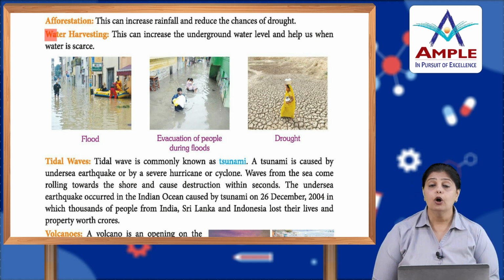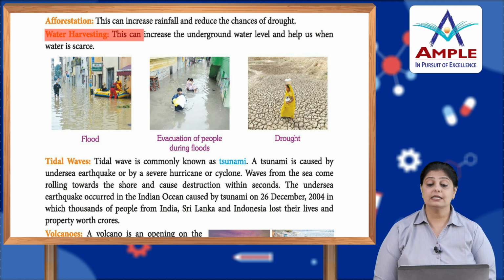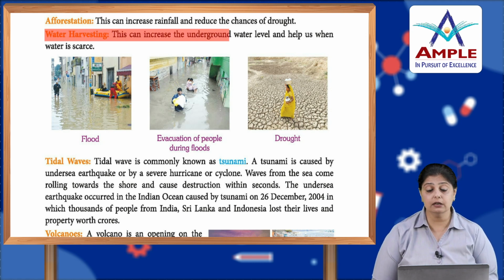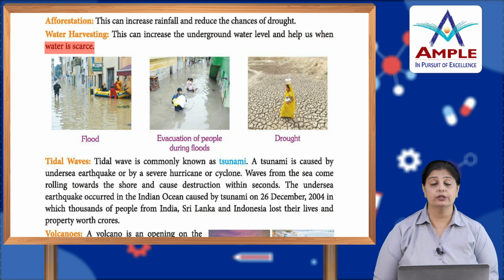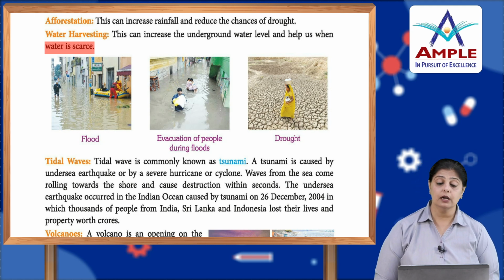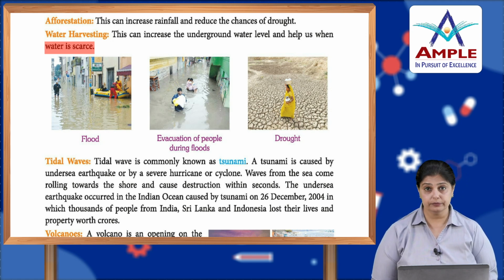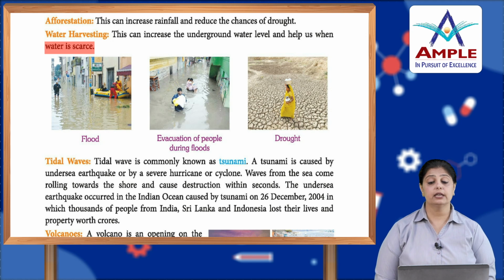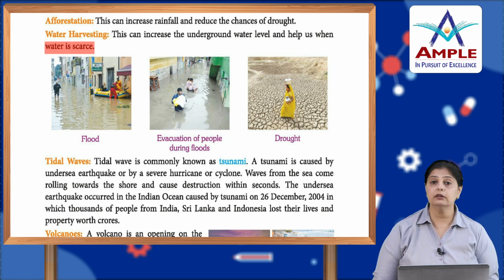Now, water harvesting. This can increase the underground water level and help us when water is scarce. So, this is another method that can help us to prevent drought situations. Whenever it rains, water can be collected underground, which can help in the scarcity of water.